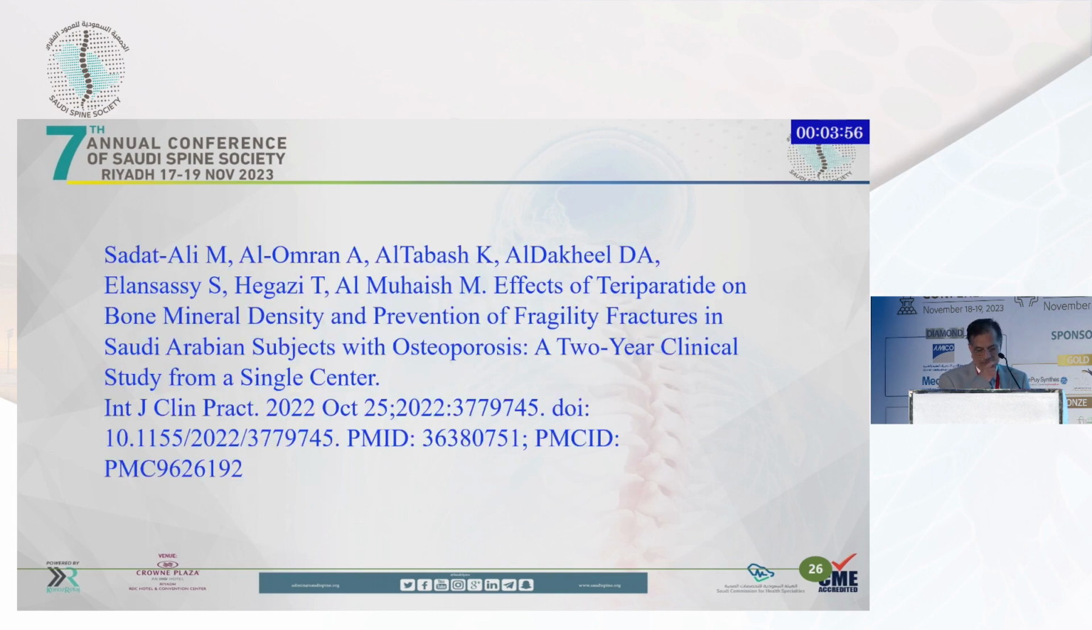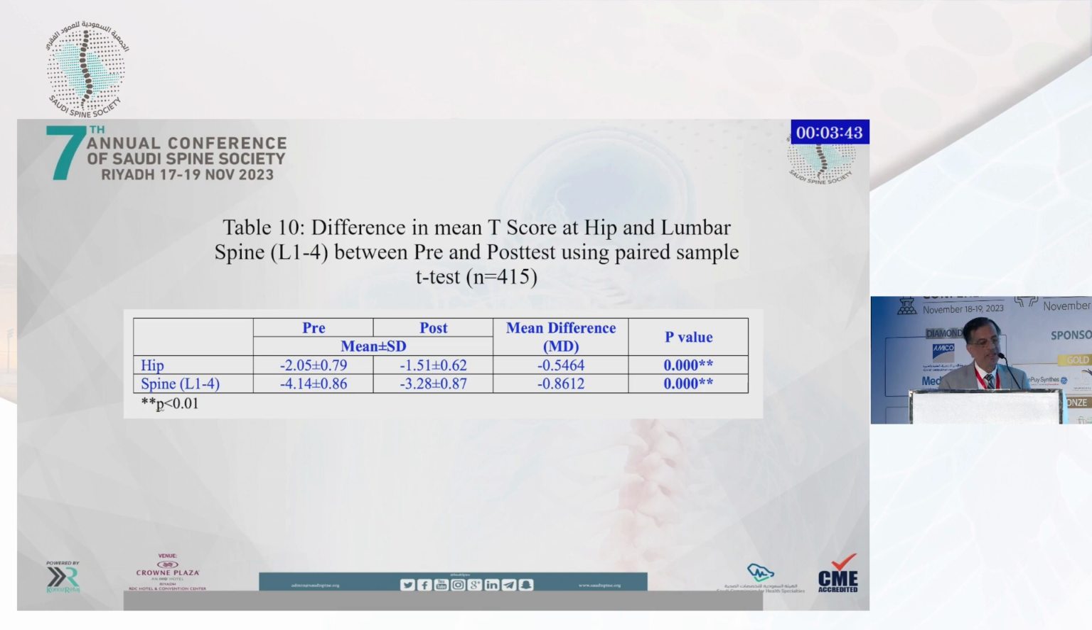Now, there was one large study which was randomized and controlled in the university hospital. We did it in about 415 patients where we used the anabolics, and we found that the gain of the BMD was much higher at the lumbar spine compared to the hip. And this indicates that if you are using anabolic, the bone will be much stronger to take the screws.